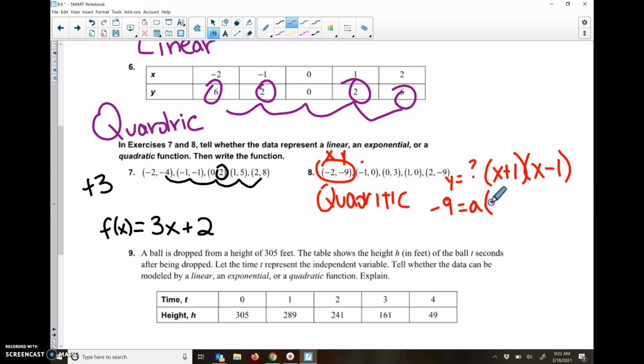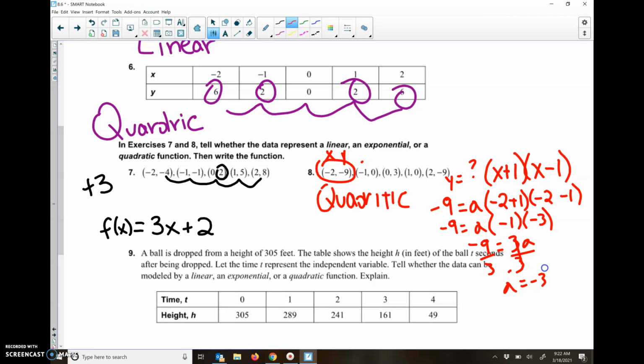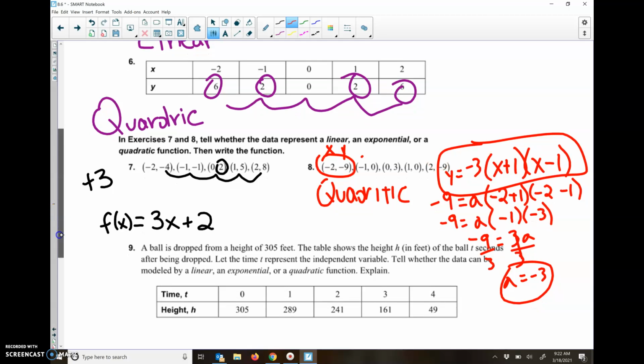So x I'd say is negative 2 plus 1, negative 2 minus 1. So we do some math here. Negative 2 plus 1 is negative 1. Negative 2 minus 1 is negative 3. So multiply those. I get negative 9 equals negative 1 times negative 3 is just positive 3a. Divide both sides by 3. We figure out that number in front should be a negative 3. So then this is going to be our final answer if they want us to write the equation there.